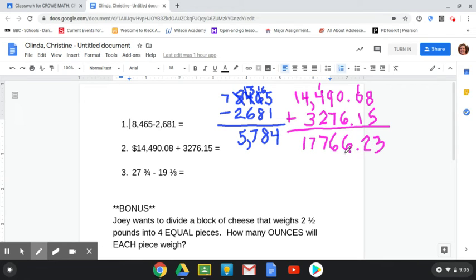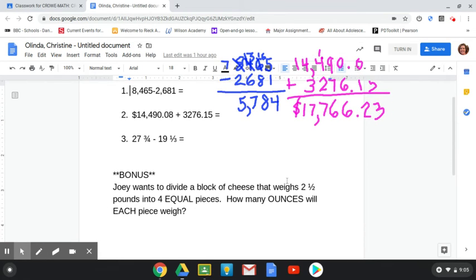Here's my decimal, 1, 2, 3, comma. And I'll put my money sign in front. And my answer is $17,766.23. All right, number 3. Number 3 is a little trickier. It's subtracting with fractions. Remember, we can't subtract when the denominators are not the same.